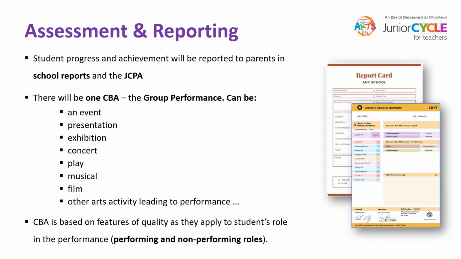Assessment and reporting in artistic performance is designed to support student learning. Student progress and achievement will be reported to parents via school reports and in the JCPA. There is one CBA, the group performance, and the CBA can be an event, presentation, exhibition, concert, play, musical, film, or other arts activity leading to a performance. The CBA is based on features of quality as they apply to a student's role in the performance, whether that's performing or non-performing.